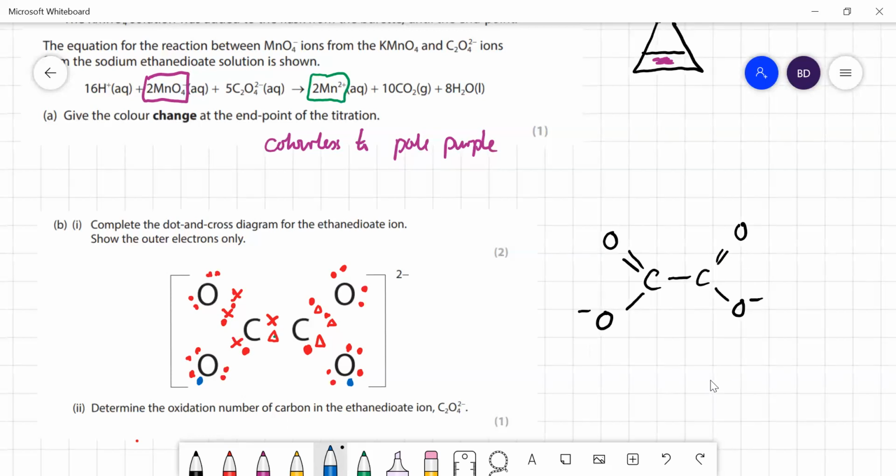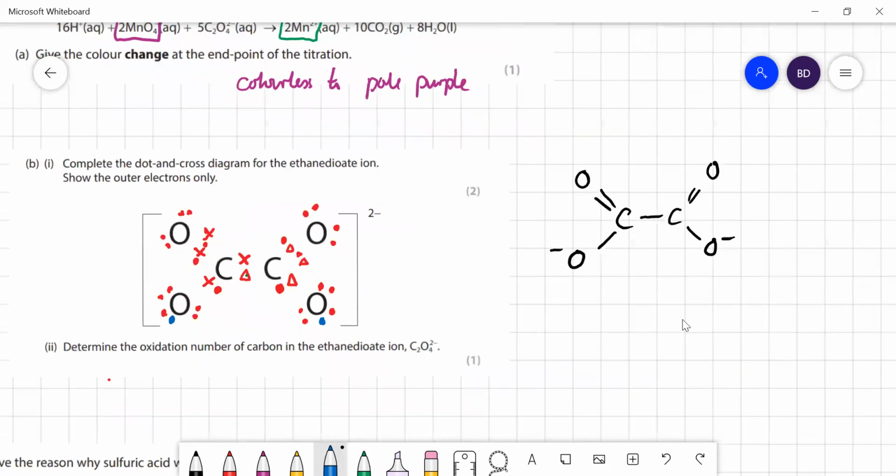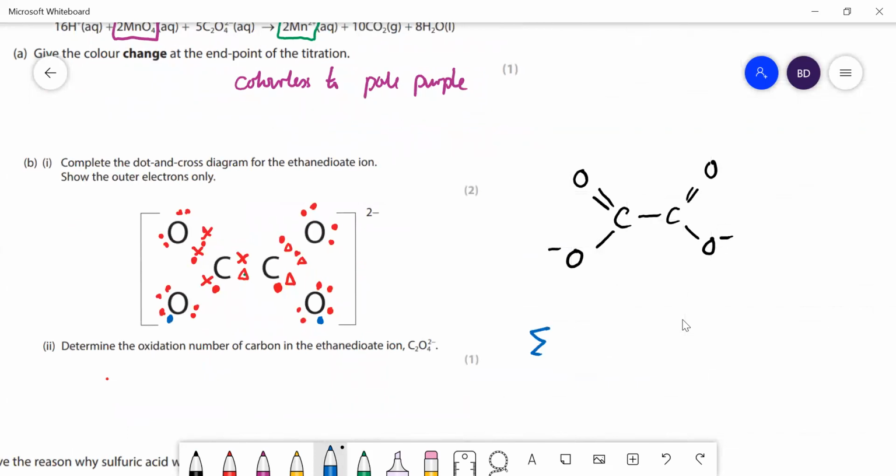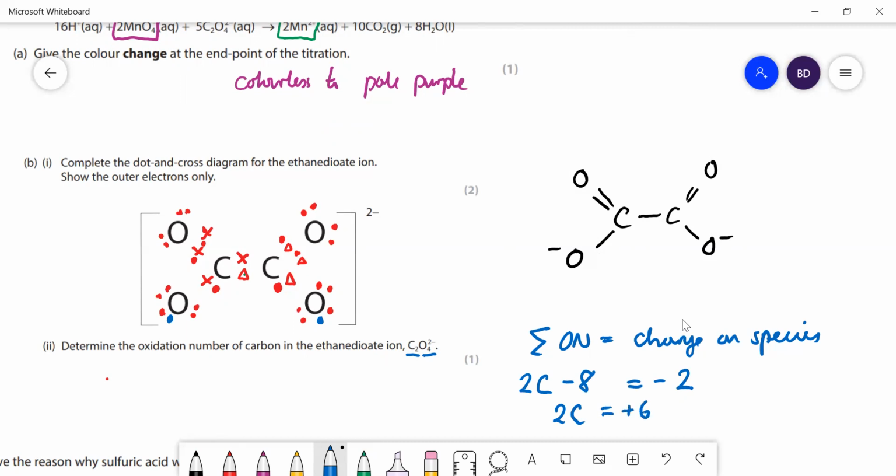Okay, let's do the oxidation number of carbon in the ethane dioate ion. So I usually do the sum of the oxidation numbers is equal to the charge on the species. The charge on the species is -2. How many carbons have we got? We've got 2 carbons, so they're the unknown, 2C. We've got 4 oxygens, each -2, so that's -8. So with a bit of algebra, 2C is equal to +6. Divide by 2, carbon has an oxidation number of +3.